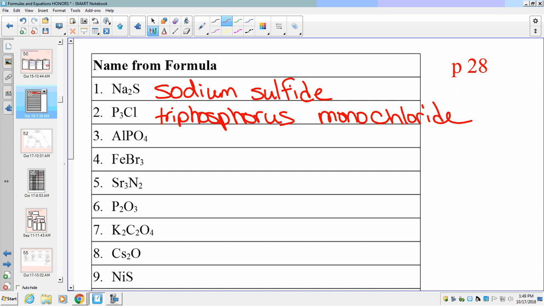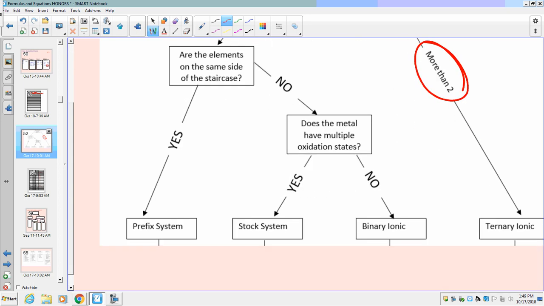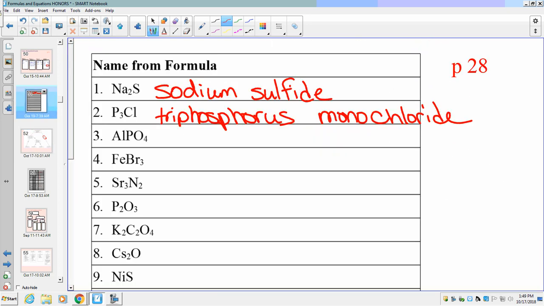In our next example, AlPO4, now we have more than 2 capital letters, which is an automatic indication to us that we're doing ternary ionic naming. So we're going to be using reference table E. So this is aluminum phosphate.